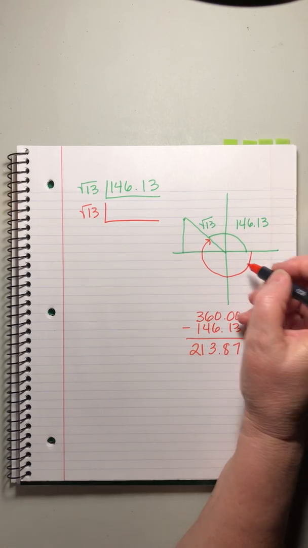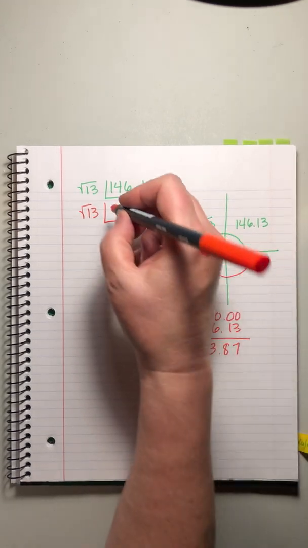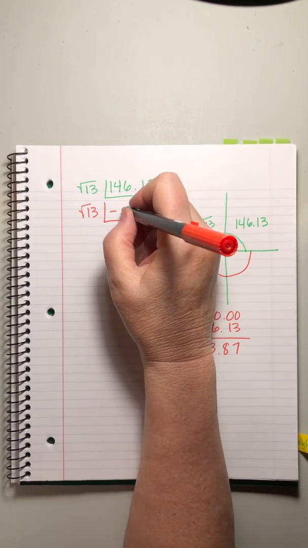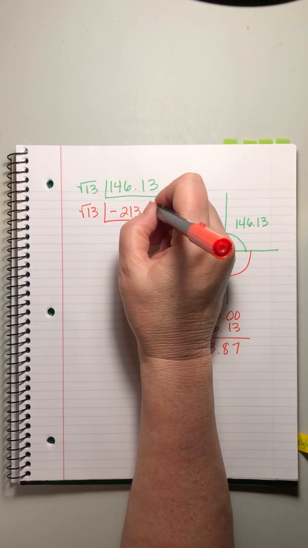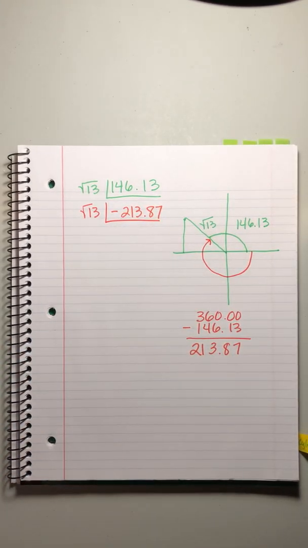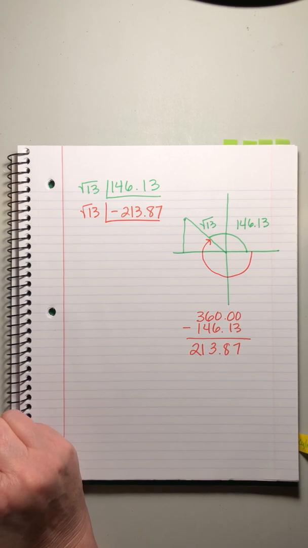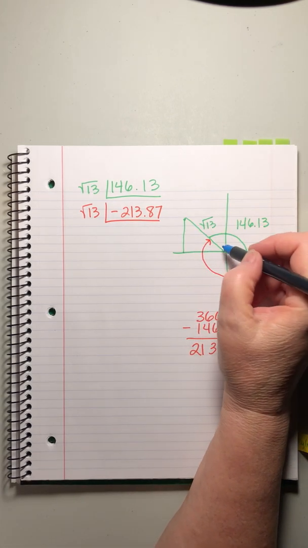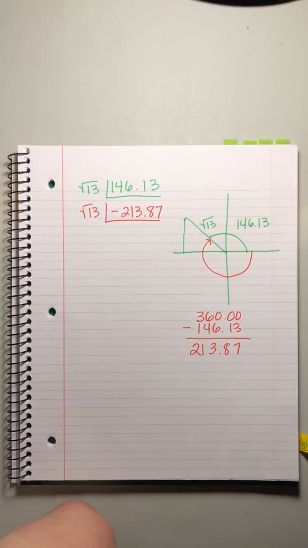Now, because we're saying, hey, let's measure in the opposite direction, we have to put a minus sign in front of that. So it's 213.87. So there is a second form of our answer. It's a second form of a polar coordinate that works for this. Now, we can also put a negative sign in front of the hypotenuse, can't we?